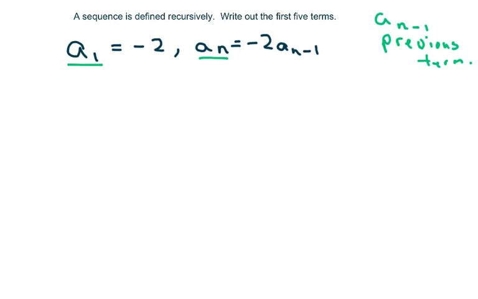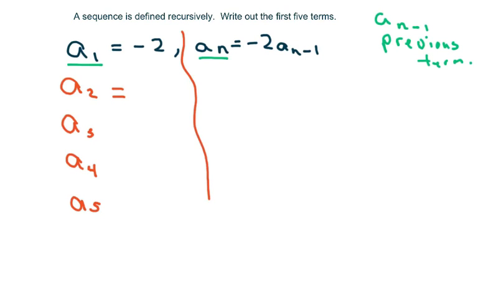So we'll go a little slow the first time. A recursive formula gives you the first term and then gives you the nth term, and you use the previous term. Sometimes it gives you 2 terms, like the Fibonacci sequence, where you need the first 2 terms. These are all just basic introductory recursive sequences where you just need the first term. So we already have the first term. We need the second term, the third term, the fourth term, and the fifth term. All right? So I'm going to use this formula here.